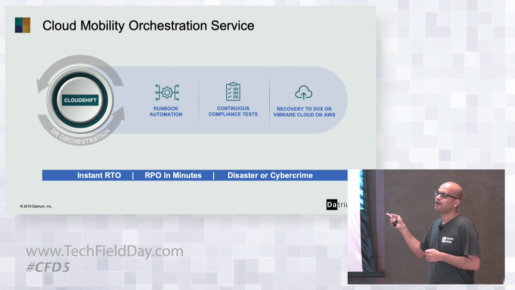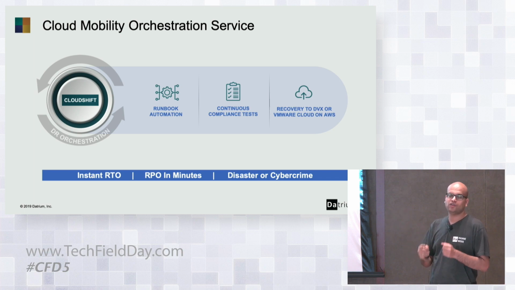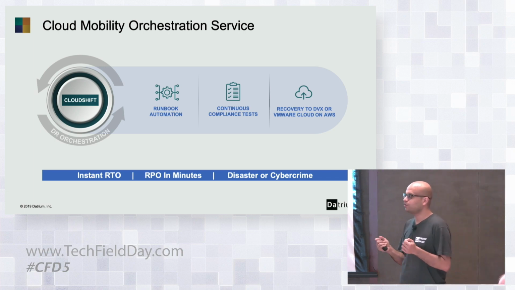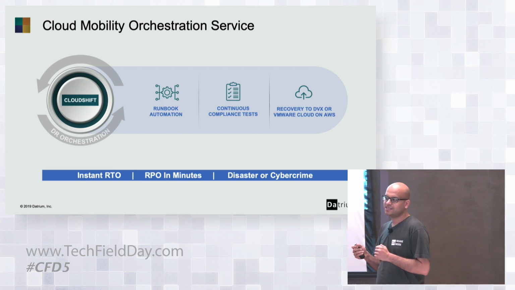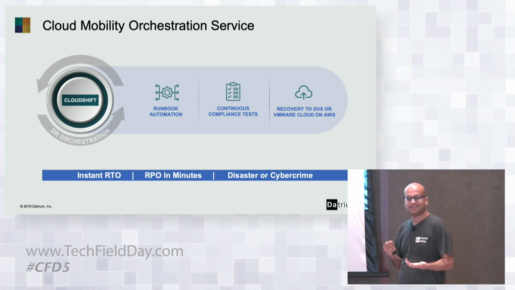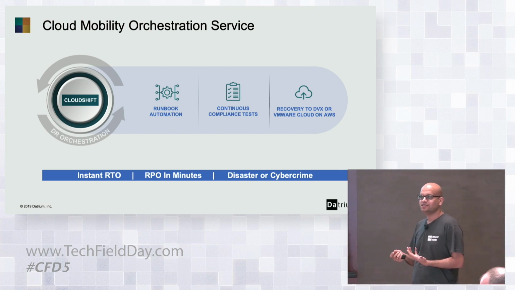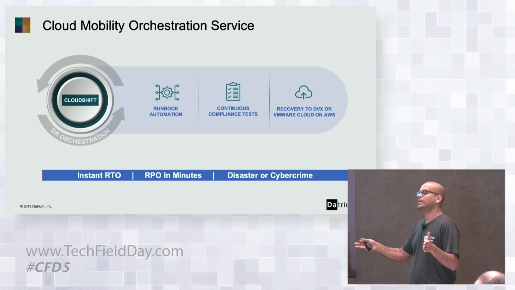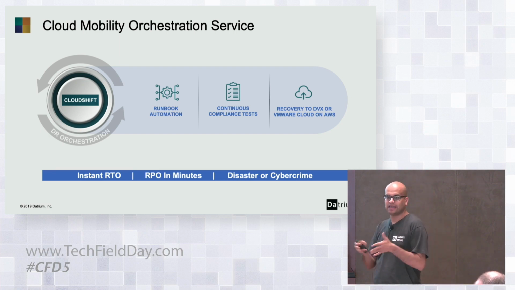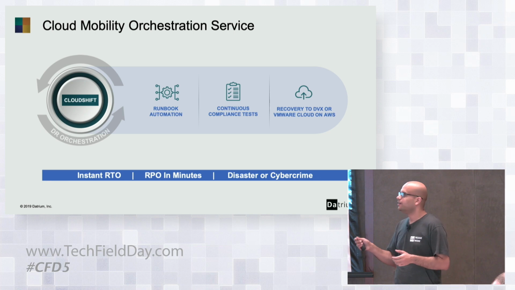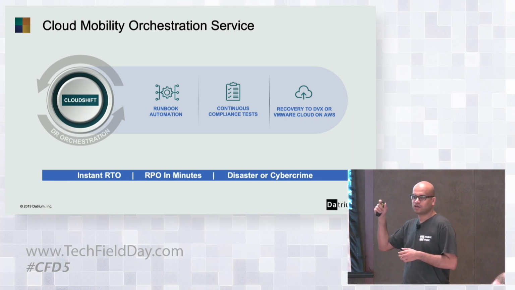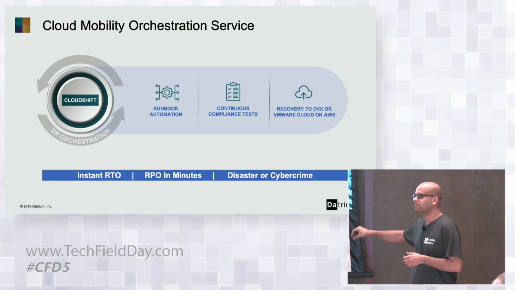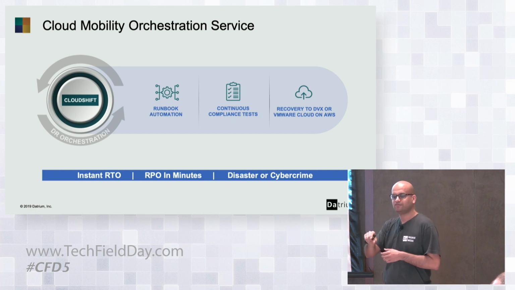And because it also has backup attributes, it can not only give you disaster recovery, but it can also give you cybercrime recovery. There are latest statistics where a cybercrime attack could render the last 180 days of data not applicable. With CloudShift and its ability to take really old backups and spin them up as well as the latest backups, you can get both disaster and cybercrime recovery.